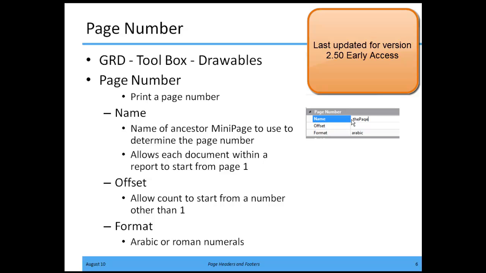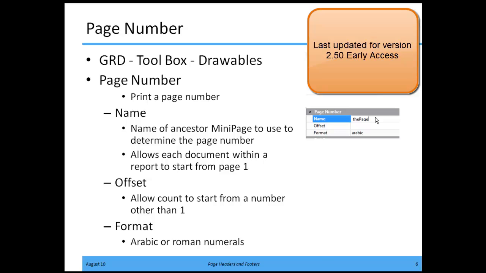We do give you an offset field, so if you want to start it on page 2 or page 5 or whatever number you want to start at, you can do that. From the format, we allow the Arabic or the Roman numerals. When you give the name, you're giving the name of the ancestor mini page that's being used to determine the page number. So you're identifying what page is the page that when it restarts, it gets the page number again.